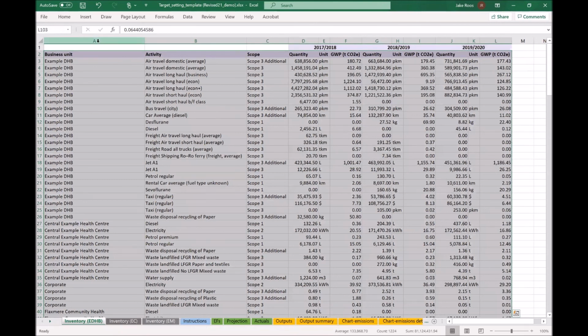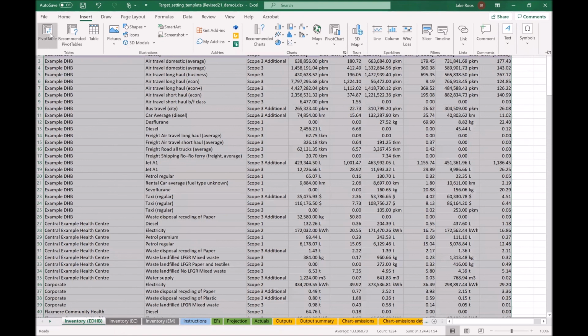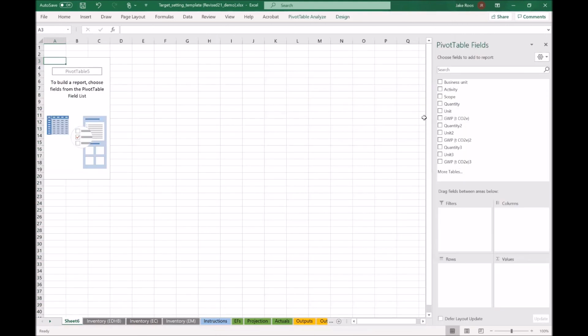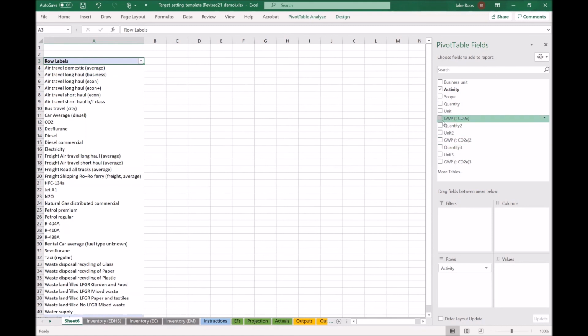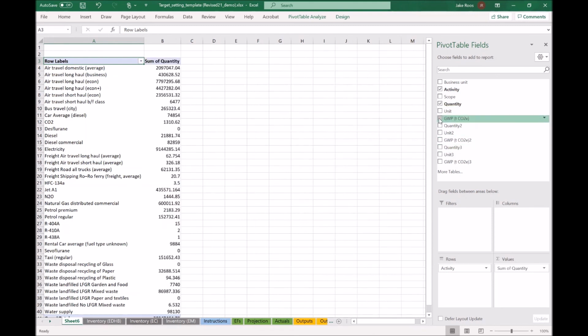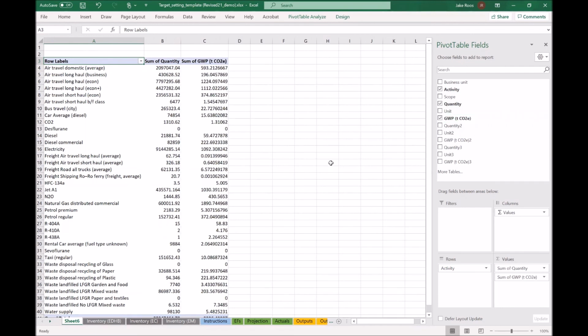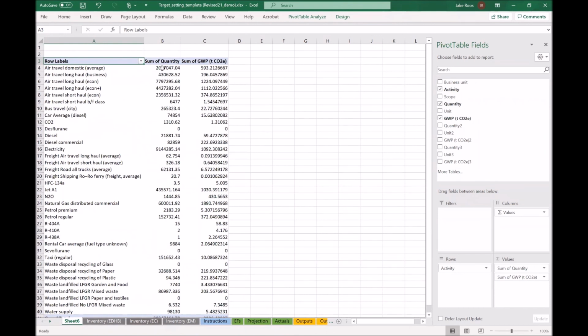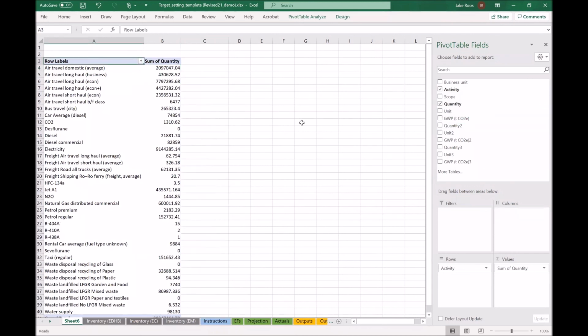So select the complete set of data, including the headers, and go to Insert Pivot Table, which is right over here on the left. Make sure it says New Worksheet and go OK. Okay. And then the pivot table fields you want to select are activity, and then the quantity and GWP. So now it has amalgamated all of the different business units and given you totals for the total quantity of each emissions source and the total emissions of each emission source. So there you go. In fact, you don't need that. You just need the quantities, sum of quantities. All right. So that is now ready to go over into projections.